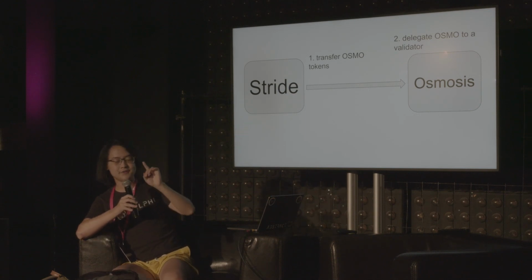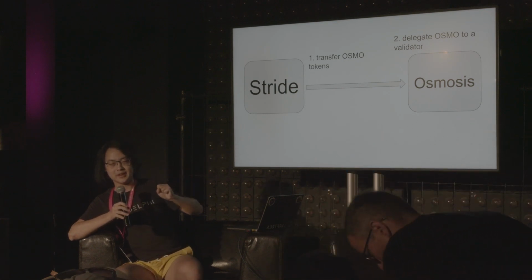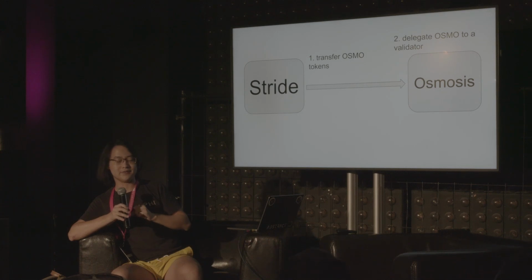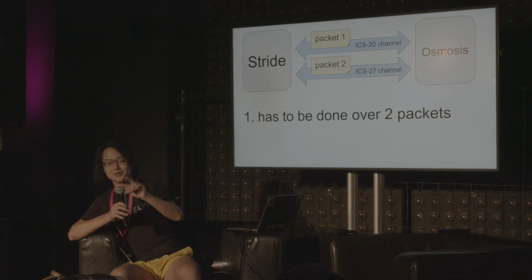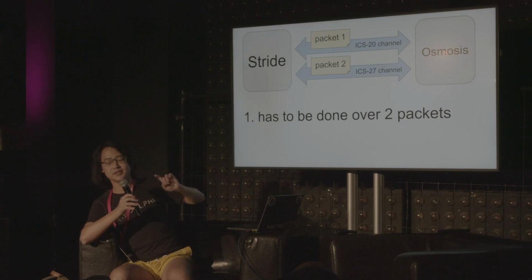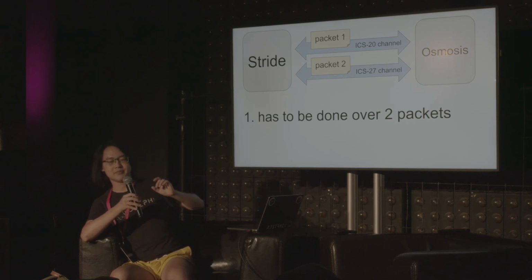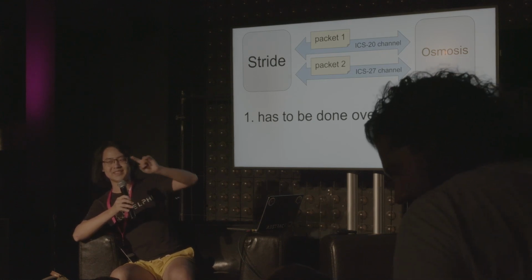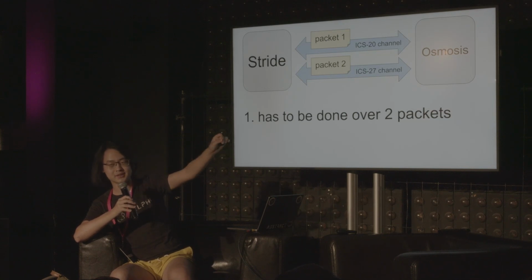So unfortunately, if you want to implement this with existing protocols, I think you're going to have a very difficult time doing it. And I summarized 8 reasons why this is going to be difficult for you. Reason number 1, these 2 actions need to be done over 2 IBC channels over 2 packets. So if you guys don't already know, a channel is basically a pathway that messages, data packets go through between chains. Right?